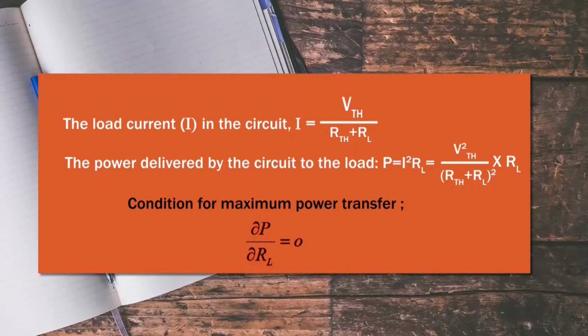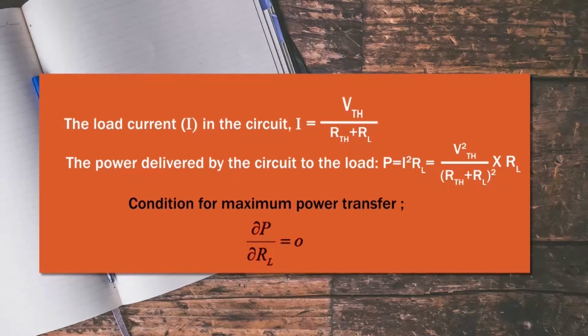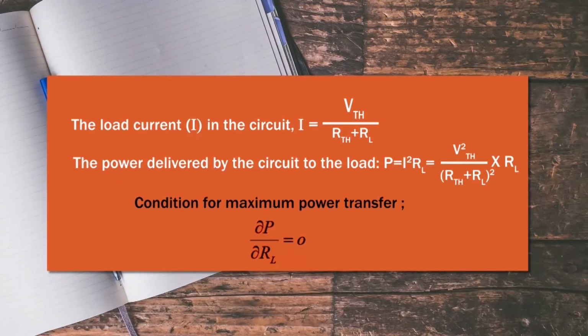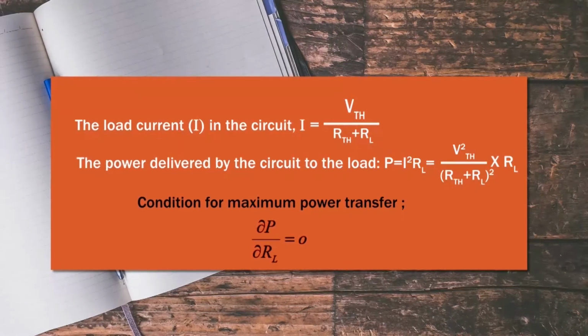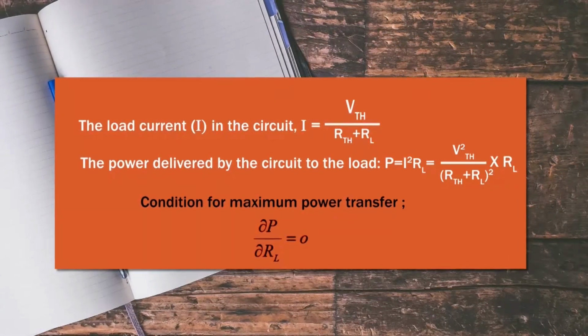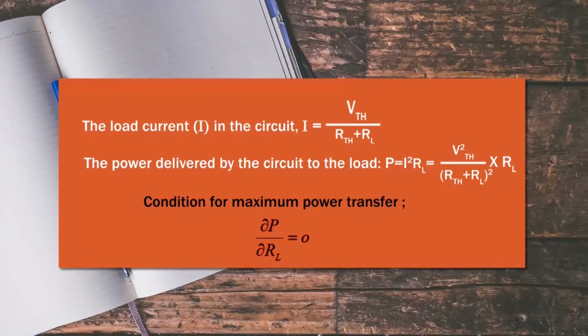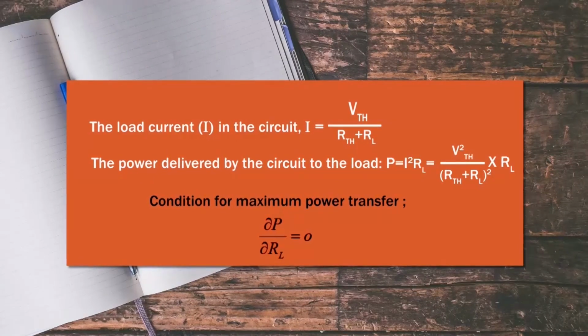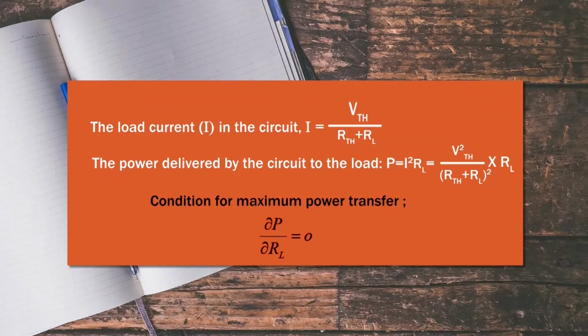And what is the value of I? The value of I is VTH upon RTH plus RL. So just put the value in this equation. It comes to VTH squared upon (RTH plus RL) whole squared, multiplied by RL. The condition for the maximum power transfer can be obtained by differentiating the above expression for power delivered with respect to the load resistance. Since we want to find out the value of load resistance for the maximum power transfer, after differentiating this equation with respect to load resistance RL, just put it equal to 0.